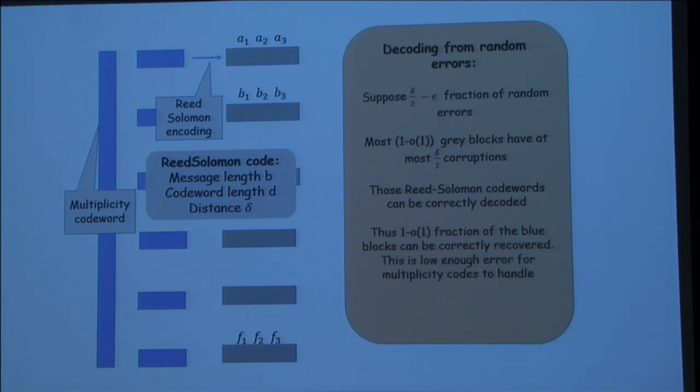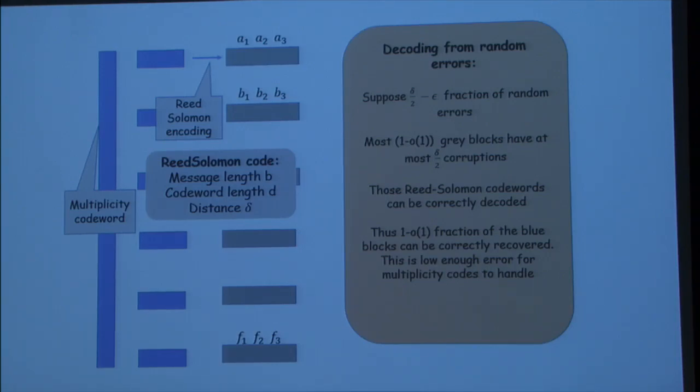And if you can recover a 1 minus little o(1) fraction of the blue blocks, then you only have little o(1) fraction error left on the blue part, and so the multiplicity codes can handle it. And so you can decode the whole thing now from a constant fraction of errors. You didn't use anything special to Reed-Solomon here, right? Only the rate-distance trade-off. So Reed-Solomon was actually not necessary at all. It could be any good code.